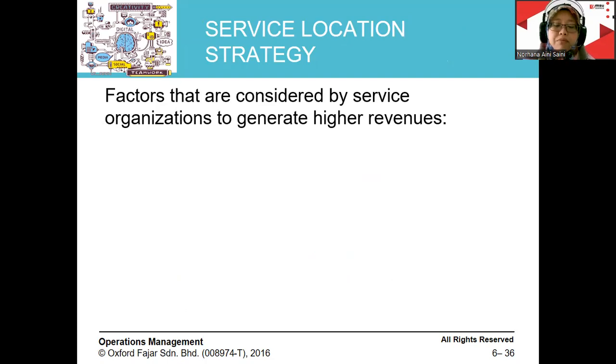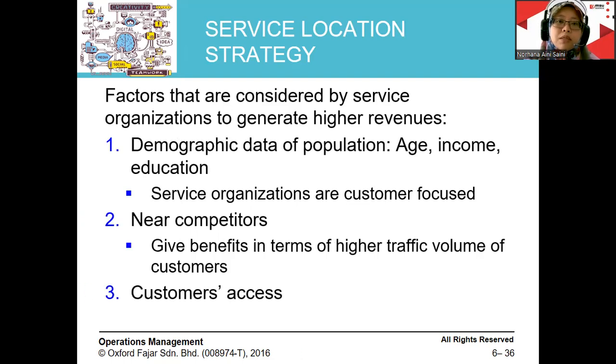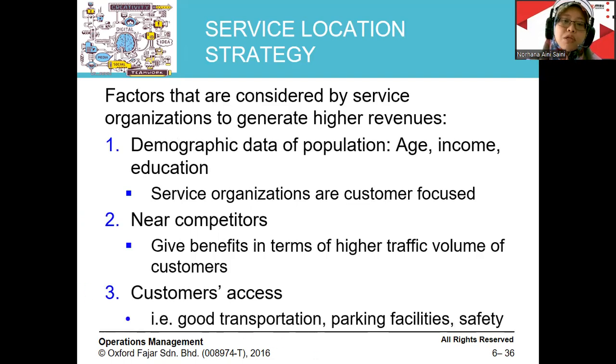Whatever we have discussed just now is based on the product. If you are running a business that sells a product, a good, those will be the factors. Now, if you are the service provider, this is the service location strategy. These are the factors you need to consider when you want to choose the location.